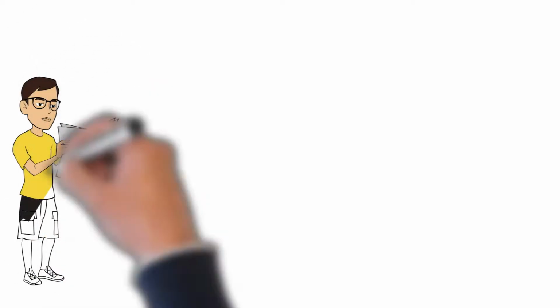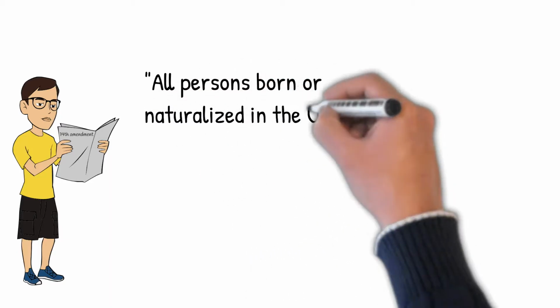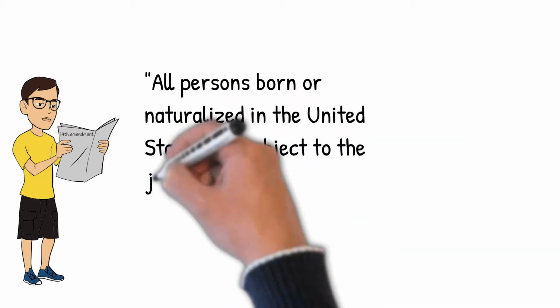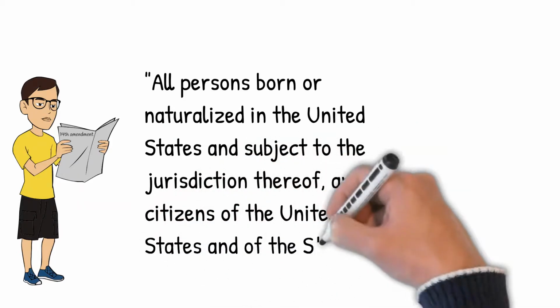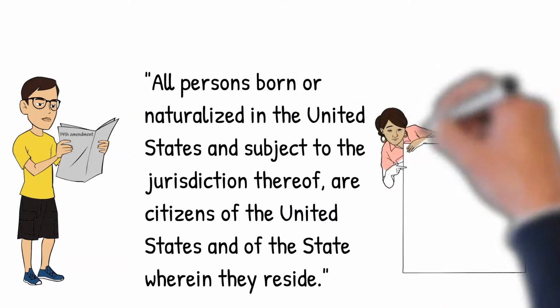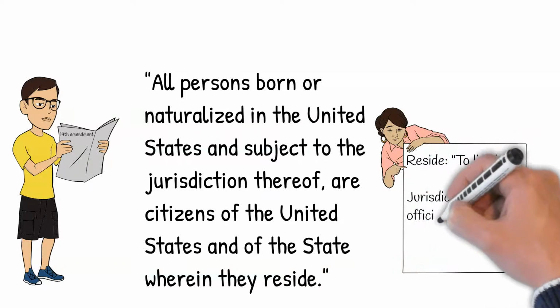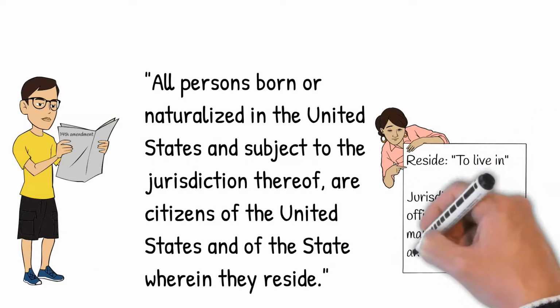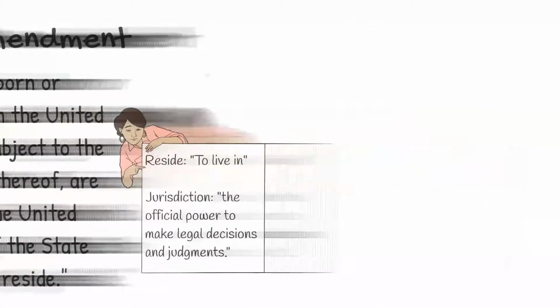The 14th Amendment reads, "All persons born or naturalized in the United States and subject to the jurisdiction thereof are citizens of the United States and of the state wherein they reside." To reside means to live in, and the word jurisdiction means to have official power to make legal decisions and judgments. It's important to know these words so that the amendment has meaning.